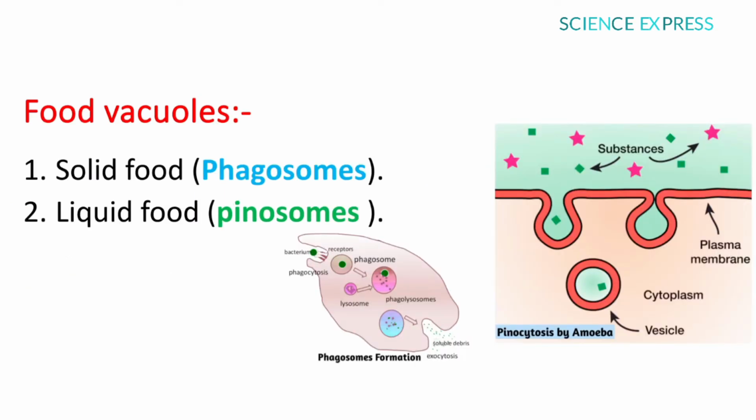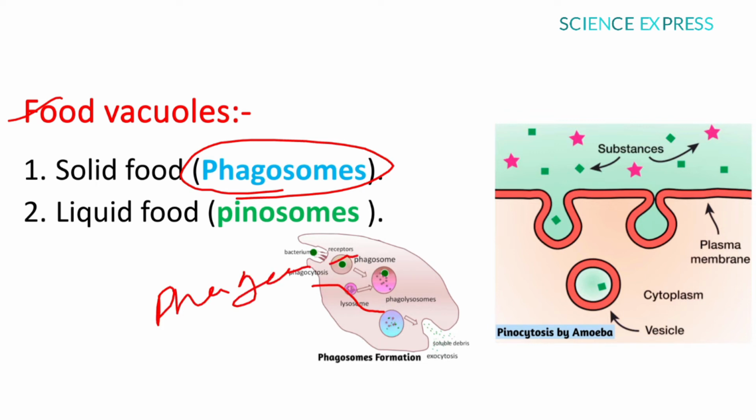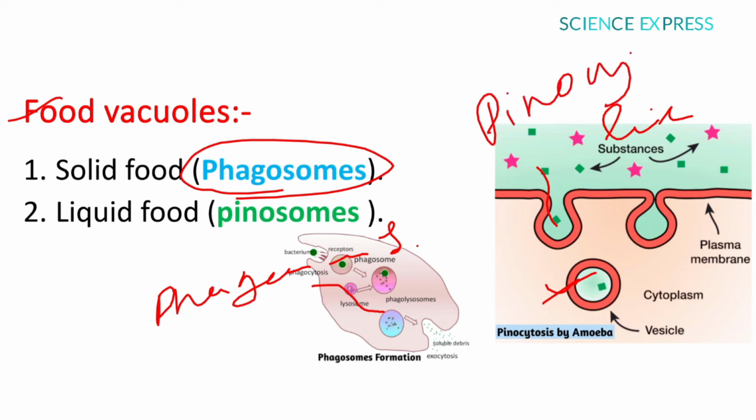Now first discuss the food vacuole. When the food vacuole stores solid food, it produces a phagosome. Here we can see the structure of the phagosome. The process is called phagocytosis. When the animal consumes liquid food, here we can see the liquid substance being consumed. That structure is called a pinosome and the process is called pinocytosis.